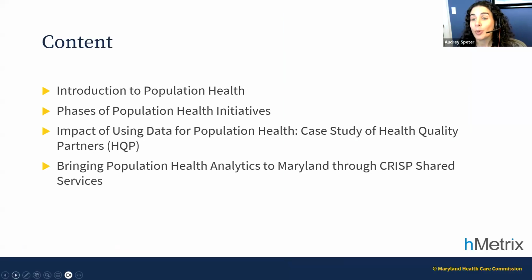As a brief overview of what I'm going to cover over the next few minutes, we'll start with a brief introduction to population health, and then we'll be talking about the phases of population health initiatives. These are really the 4 phases or the tenets of successful initiatives. We will then be focusing on a case study of Health Quality Partners, which is one of the most successful population health initiatives under a CMS demonstration. We'll be looking at the best practices that have been realized from there, and then we'll bring it back to Maryland and talk about some of the services provided to Maryland through CRISP.